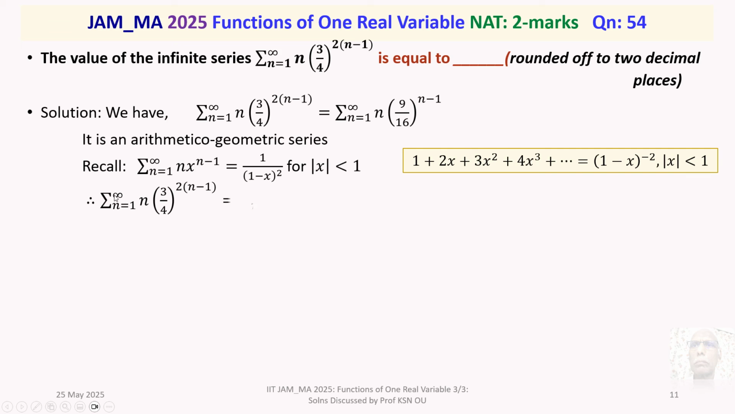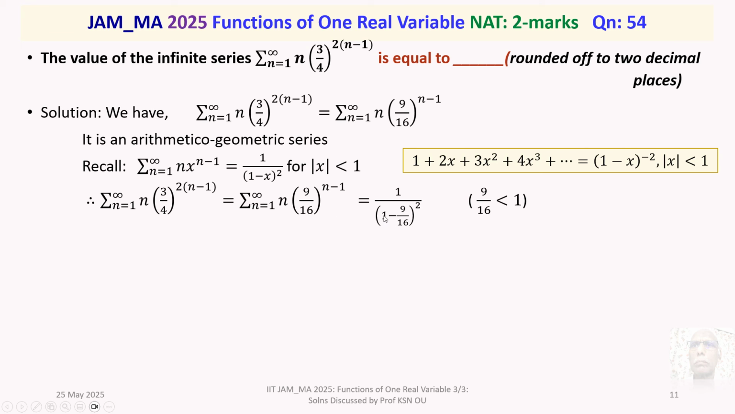Therefore, sigma n is equal to 1 to infinity n into 3 by 4 to the power of 2 times n minus 1 is equal to sigma n is equal to 1 to infinity n times 9 by 16 to the power of n minus 1, where 9 by 16 is less than 1. Therefore, the sum is 1 by 1 minus x whole square, where x is 9 by 16.